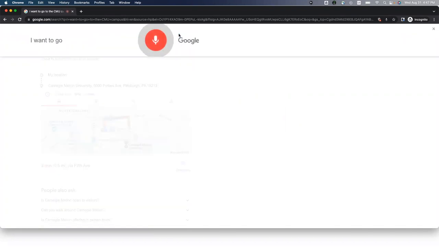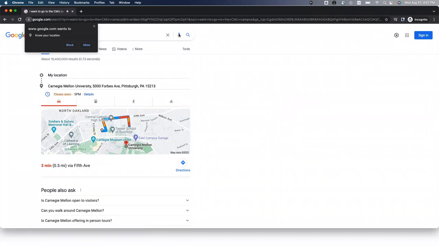I want to go to the CMU campus. Carnegie Mellon University is 3 minutes from your location by car in heavy traffic. Here are your directions.